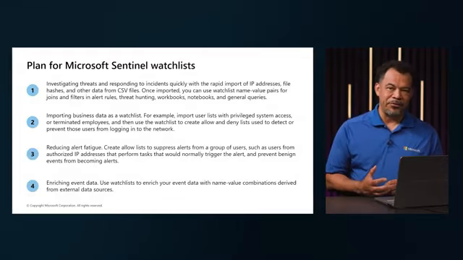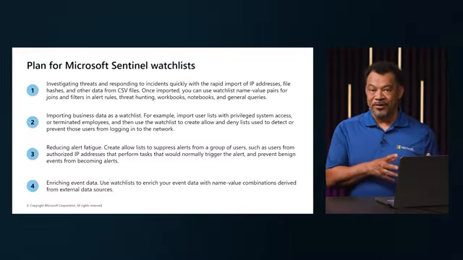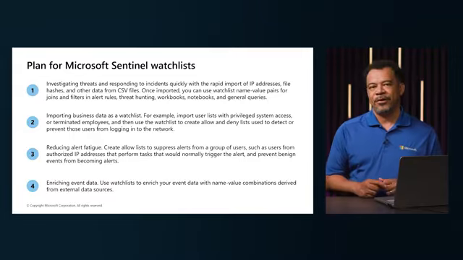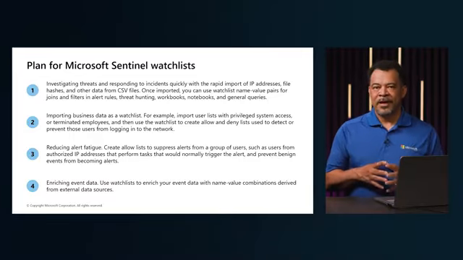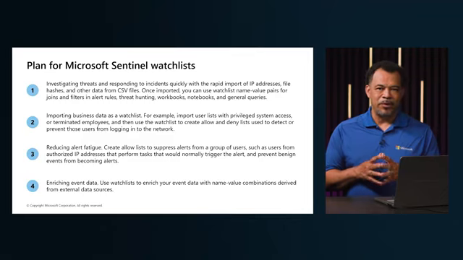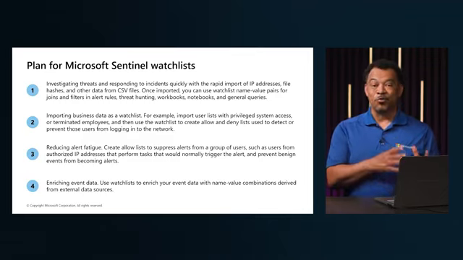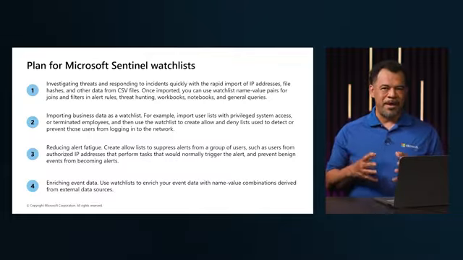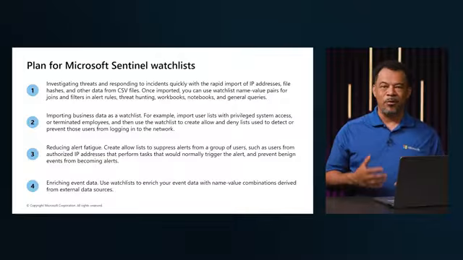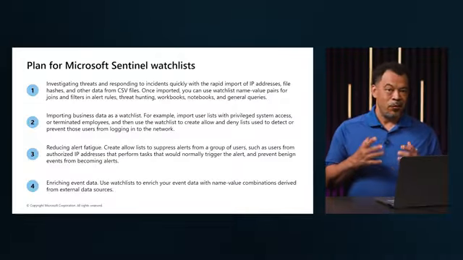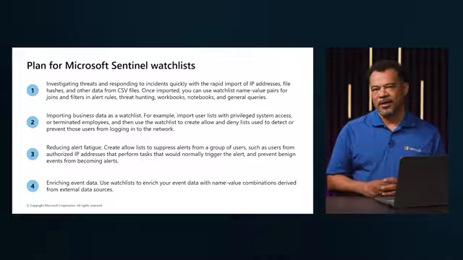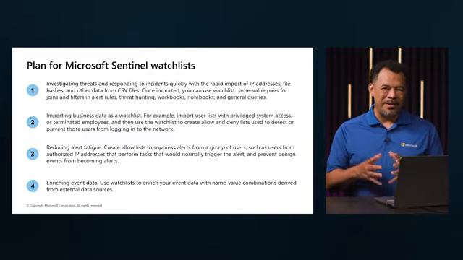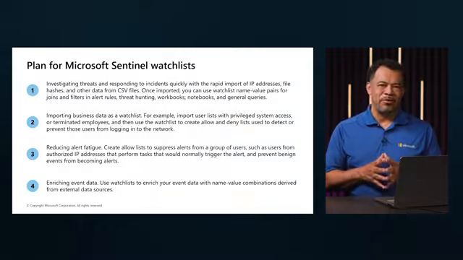Watch lists in Microsoft Sentinel are a powerful way to bring external data, like IP addresses or file hashes or other lists, into your security operations. They help you investigate threats faster by letting you import data from a CSV file and use it directly in your queries or even your alert rules. You can also use watch lists to manage access, like creating allow or deny lists for privileged users, which helps reduce noise and alert fatigue. Plus, they're great for enhancing your event data with context that might not exist in your logs alone.